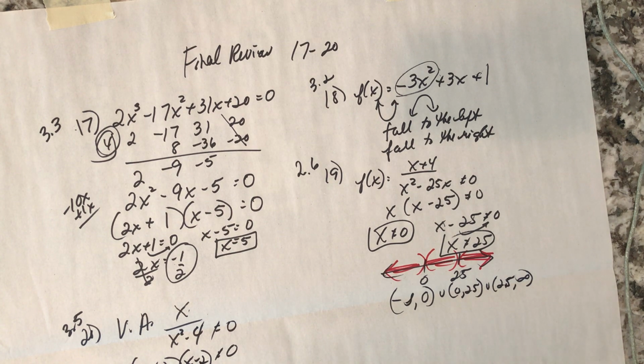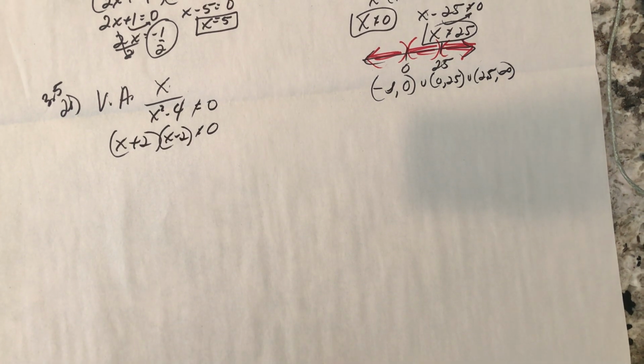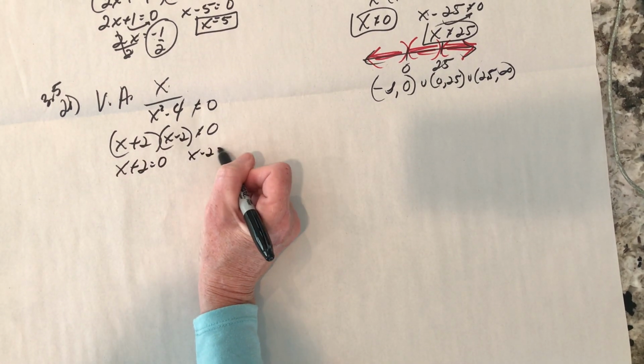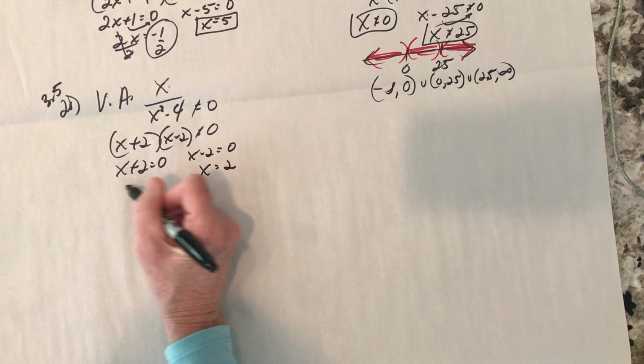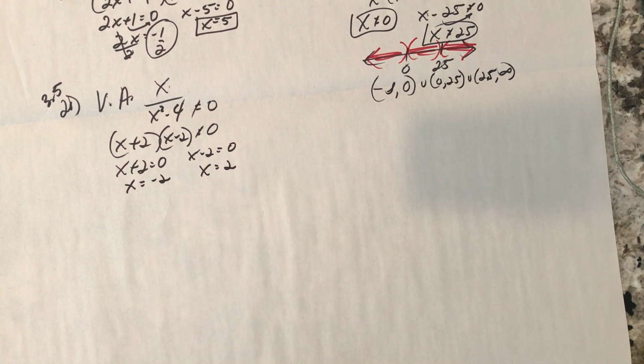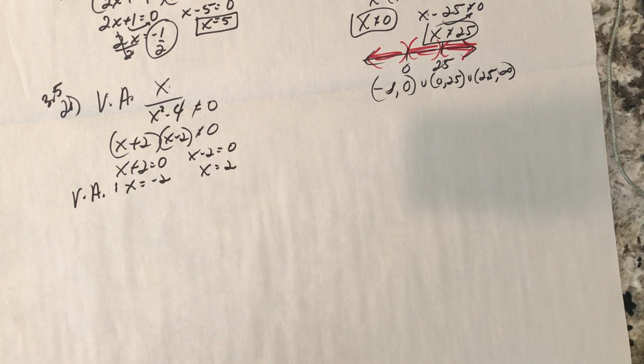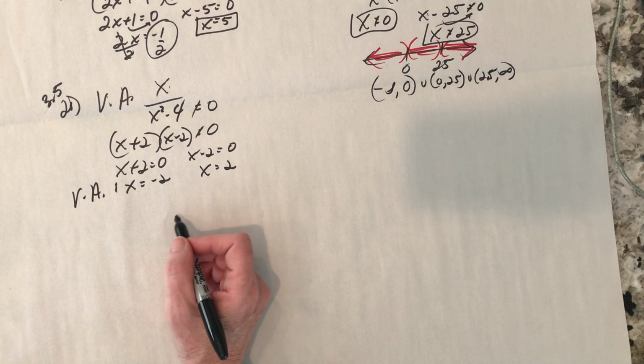Yeah, kind of blew that. Okay, x plus 2 and x minus 2 there. So x plus 2 equals 0, x minus 2 equals 0. Move the numbers over, and they're the two bad guys. The two vertical asymptotes are x equals negative 2 and x equals 2.